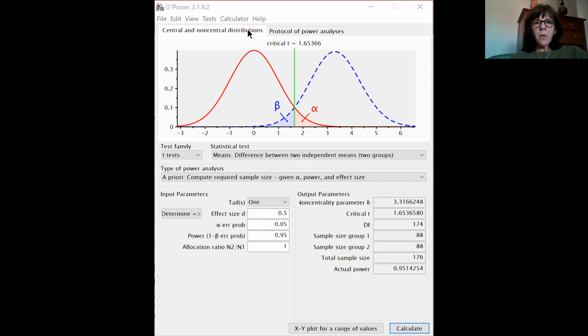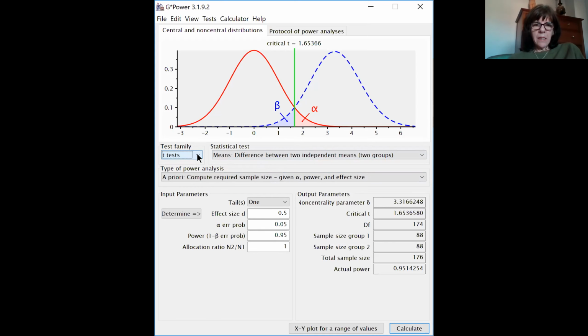So G-power is a long-standing and very reputable method for doing power analyses. I believe you have to download it. I've had mine on my systems for so long. I don't actually, I think it's a download. And it has many options.